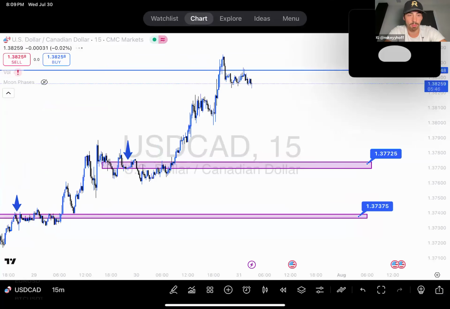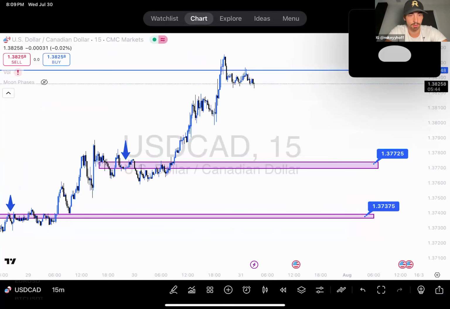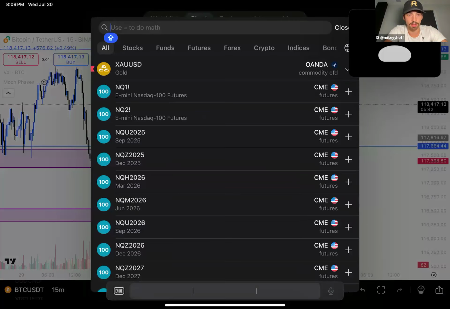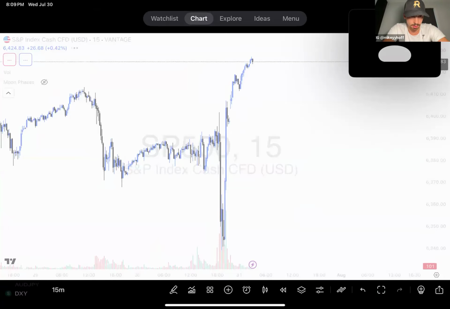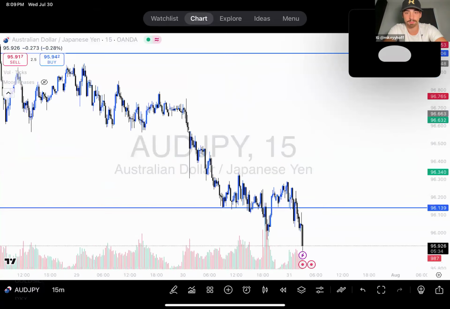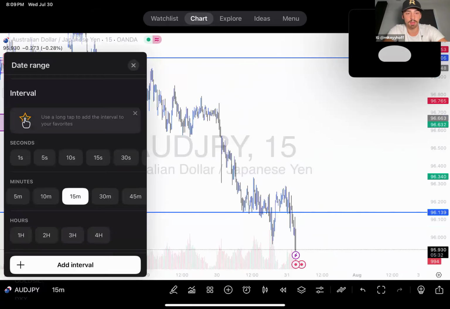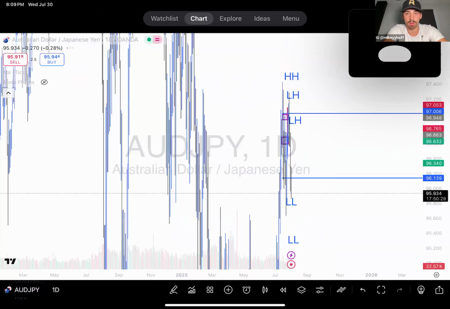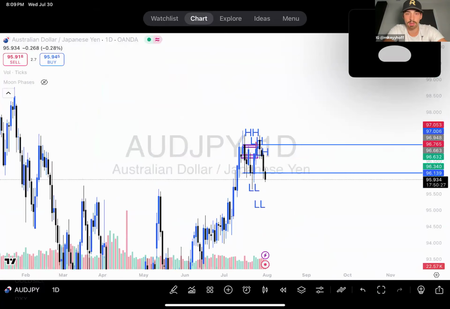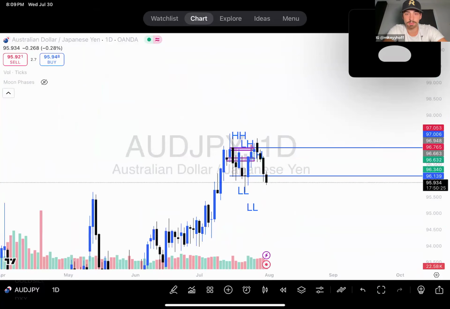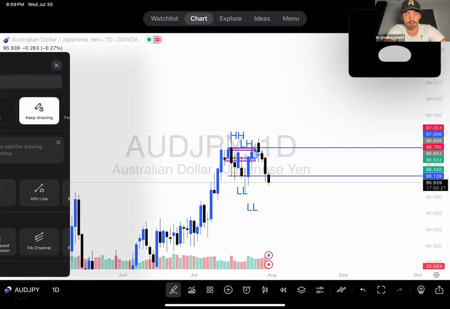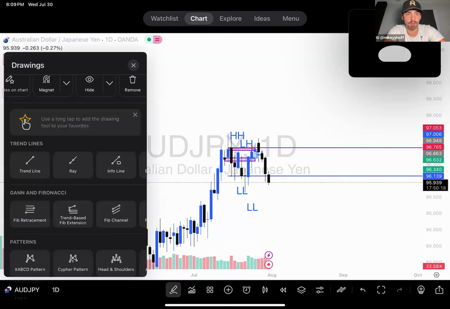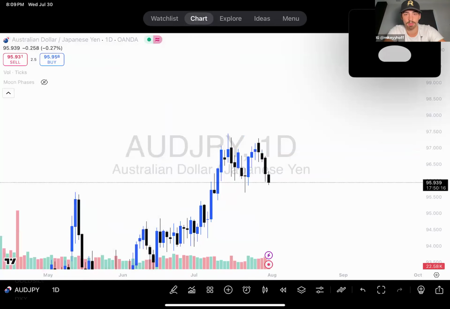Let's take a look at one more pair just to help you guys see this a little bit more. Let's see what we have here. Let's take a look at AUDJPY. Let's go to the daily time frame. And then let's actually clear all of this. Just do one more walkthrough.